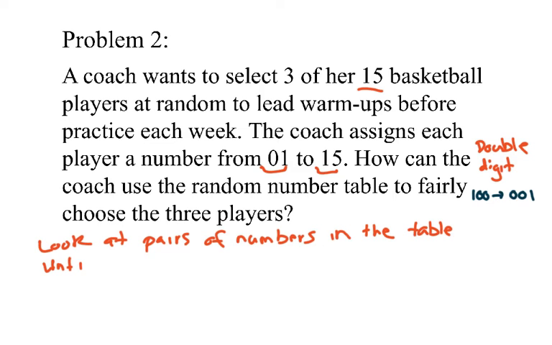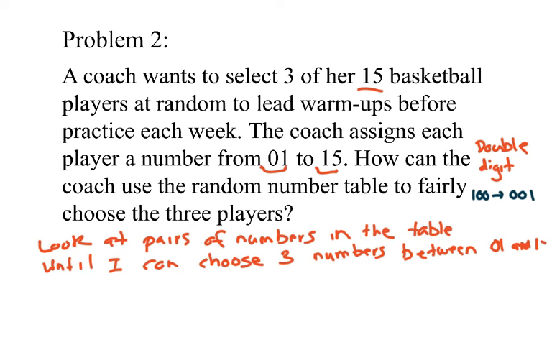Until I can choose 3 numbers between 01 and 15. And I'm going to ignore repeats and numbers that are too high. So for example, if 18 comes up or 72 comes up, I'm going to ignore those, and I'm going to keep going until I have 3.